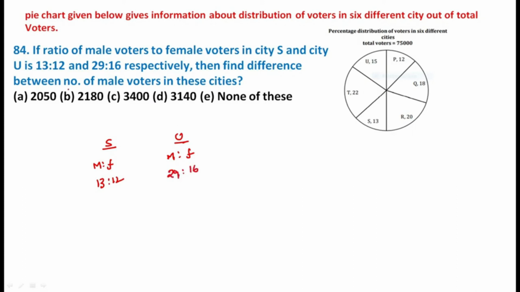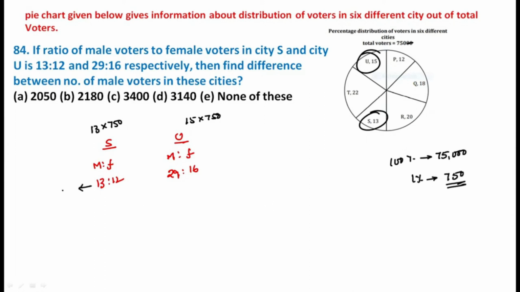Now find the difference between the number of male voters in the cities. First of all, the total members in S, 13 percentage, so 13 into 750. And U value is 15 percentage, 15 into 750. It means 100 percentage is equal to 75,000. Now 1 percentage is equal to 750 only. Now 13 plus 12 is equal to 25 members. 25 members become 75. Each unit is equal to 50.